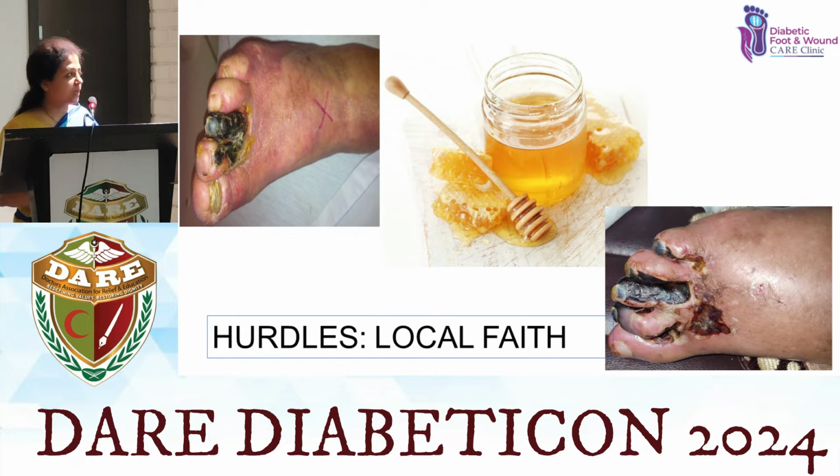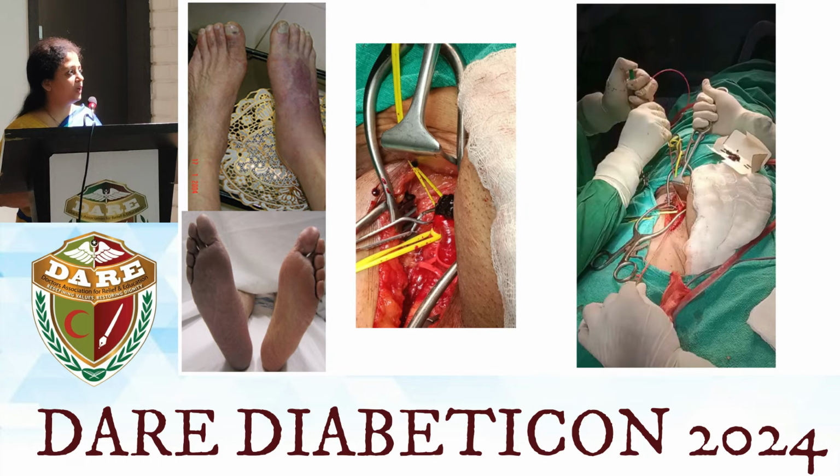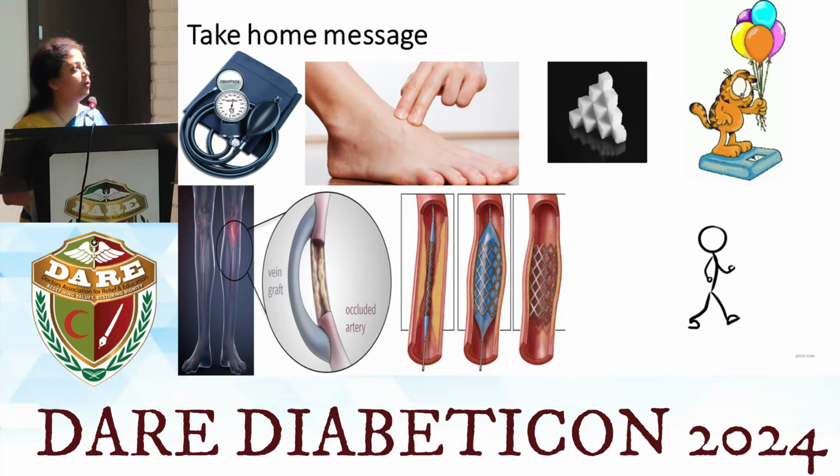So once I told that no, this is gangrene and there is clot which is there, then that was a problem, that was a thrombectomy done. So what is the take home message is, as we check BP, we should check the pulses, good glycemic control, weight control, walking, and whenever required, we treat the artery. Either we do an open revascularization or an endovascular revascularization.